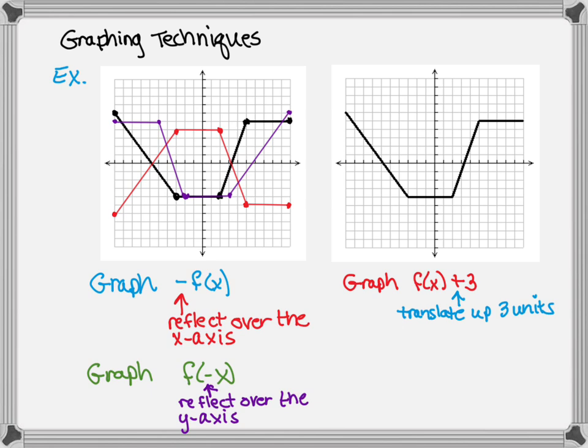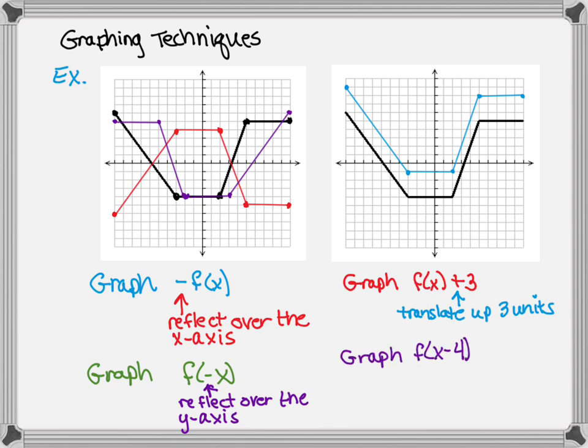If this had been f of x minus 3, we would be going down 3 units, but we've got plus 3, so we're translating up 3 units. So all 5 of my points we're going to move up 3 units. So I've got my first point, my second point, my third point, my fourth point, my fifth point, and then if I connect them in order, 1 to 2, 2 to 3, 3 to 4, 4 to 5, and the blue graph is my graph of f of x plus 3.